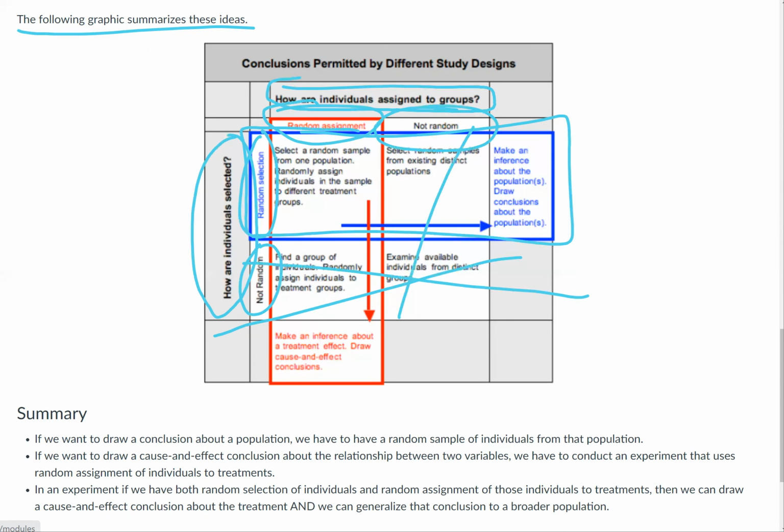Non-random, not so good. So these are no good. This is what we want here, this one square. Select a random sample from one population, randomly assign individuals in the sample to different treatment groups. That would be the sweet spot. You want both of these things to happen. I want random selection and random assignment, both, if that makes sense.